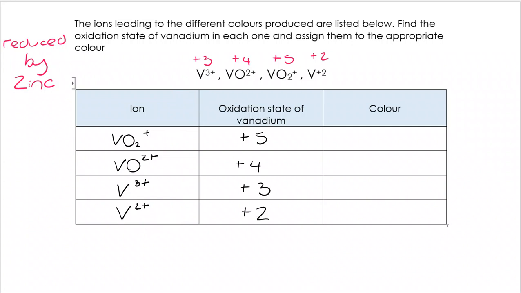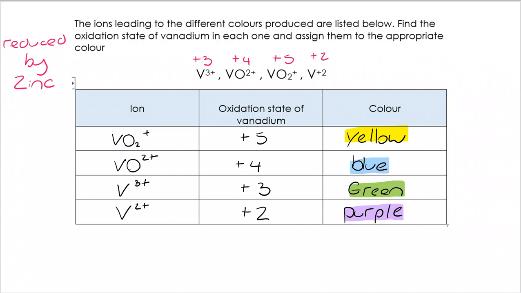The question is, do you remember what the colours are for this particular reaction? I'm going to go through them now. Let's see if you have remembered. VO2+ would be yellow. That's with an oxidation state of +5. When we go down to +4, the colour is blue. For +3, the colour is green. And for +2, the colour is purple.